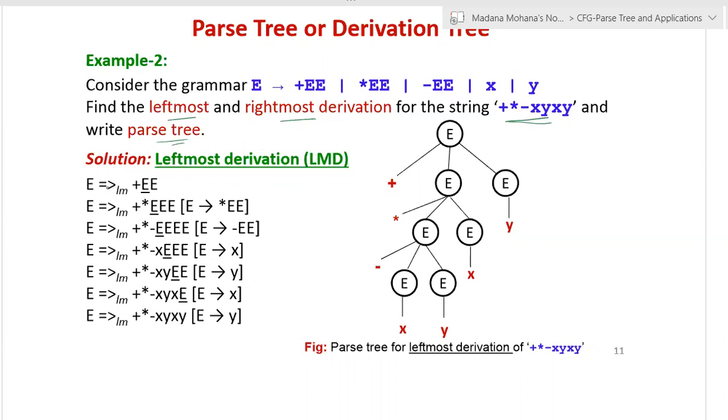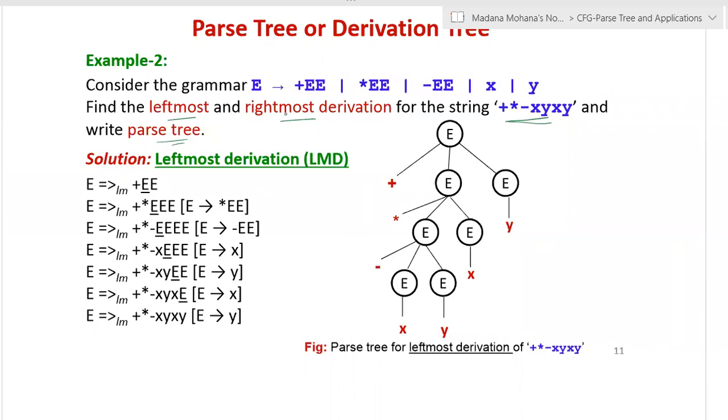Here in the leftmost derivation, our string must start with the plus symbol. So compulsorily you take the first production starting with plus only. That's why we have taken E derives plus EE. This is the only option. So the first symbol is plus. Then what is the second symbol in the string? It starts with asterisk, that is multiplication.